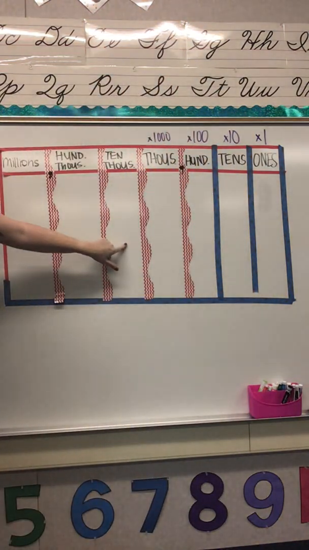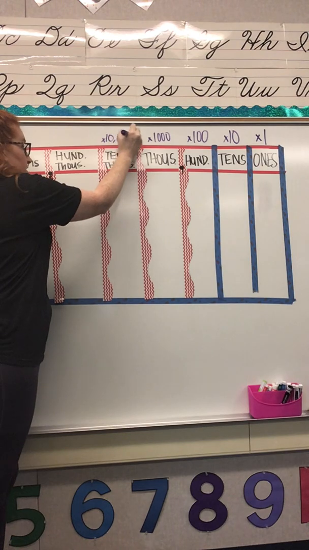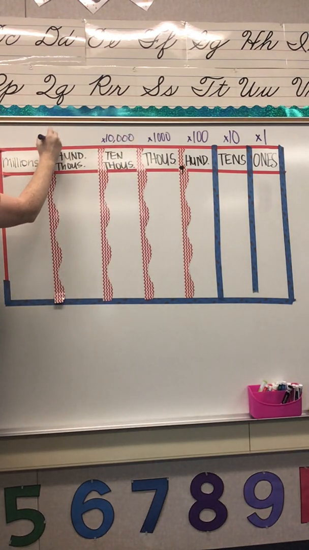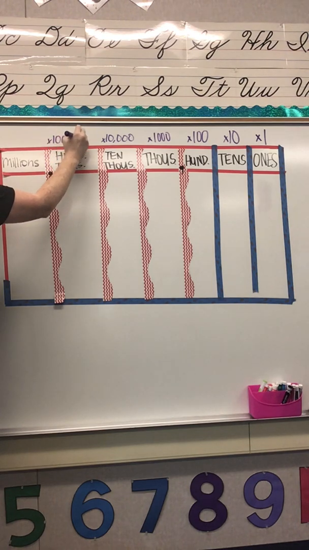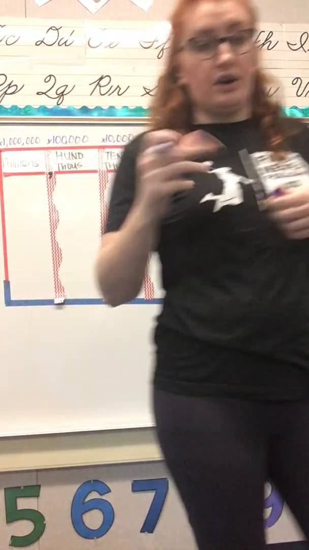Then 10,000s, whatever is in the 10,000s place, we multiply that by 10,000 to find its value. Then 100,000, multiply it by 100,000 to find its value. And then millions, then we would multiply whatever digits are in there by 1 million to find its value. Okay, so far so good.